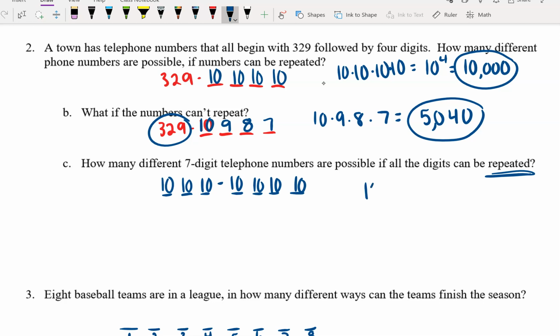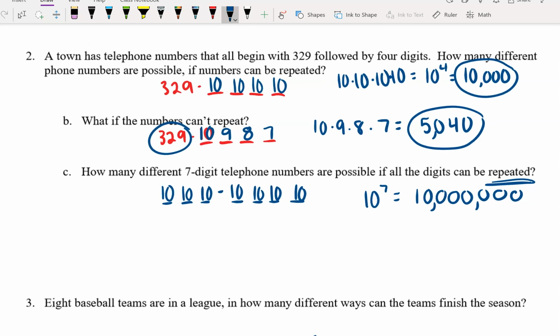So I just do 10 times itself 7 times, which is going to be 10 to the 7th power, which is a 1 with 7 zeros behind it. 1, 2, 3, 4, 5, 6, 7. Should be 10 million different possible phone numbers if numbers can be repeated. All right? And there would be significantly fewer if numbers could not be repeated.